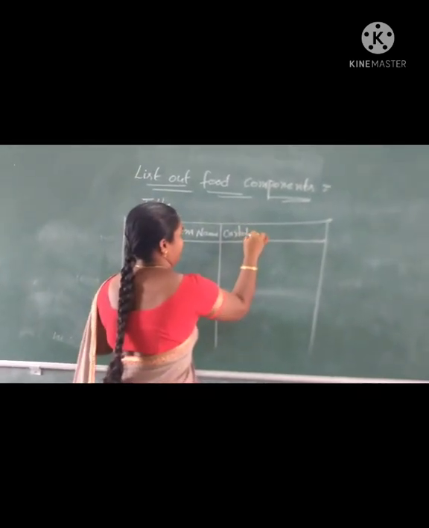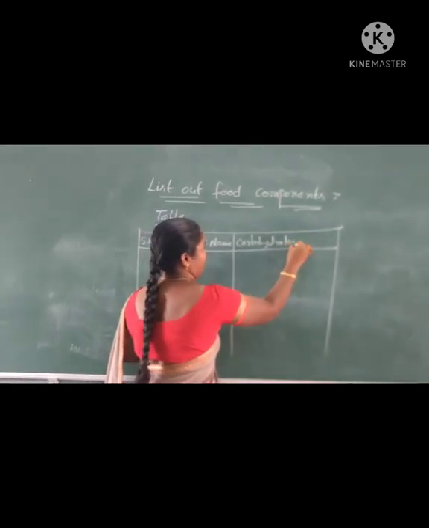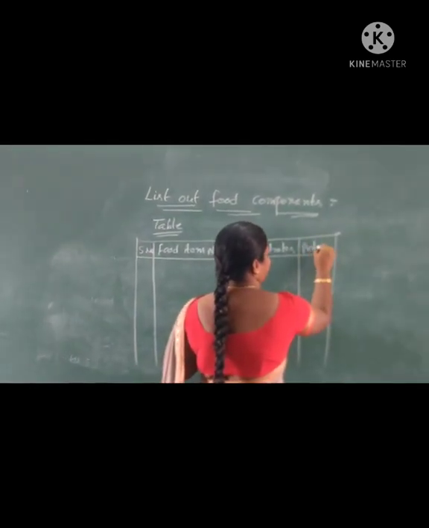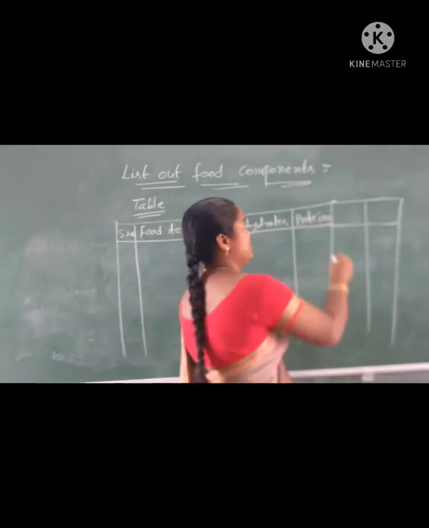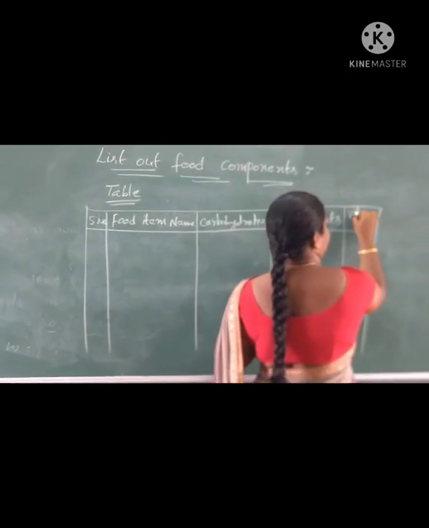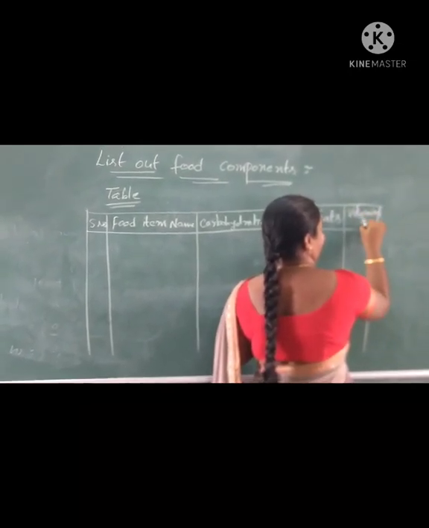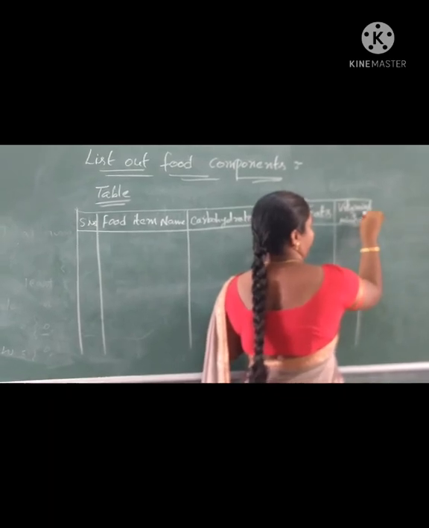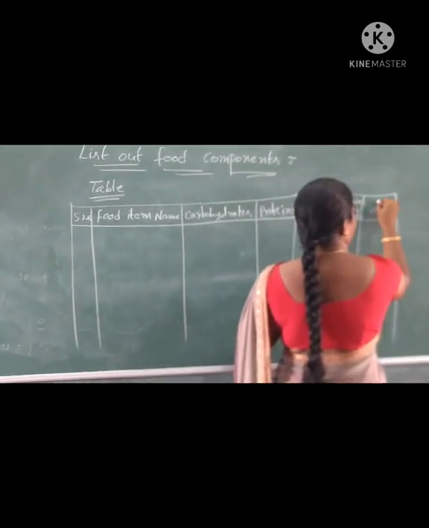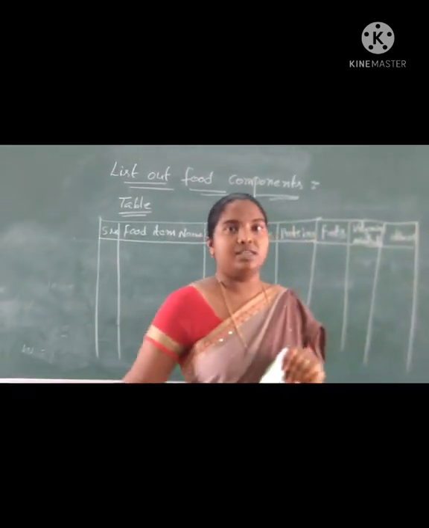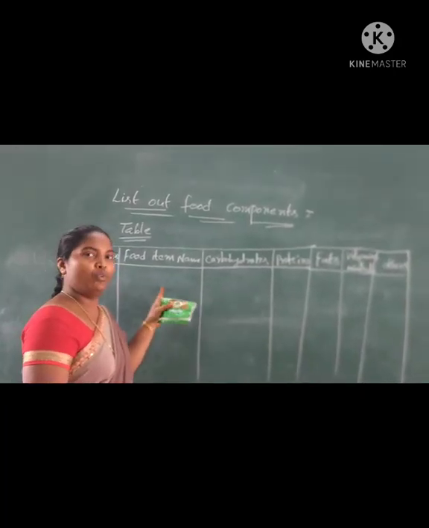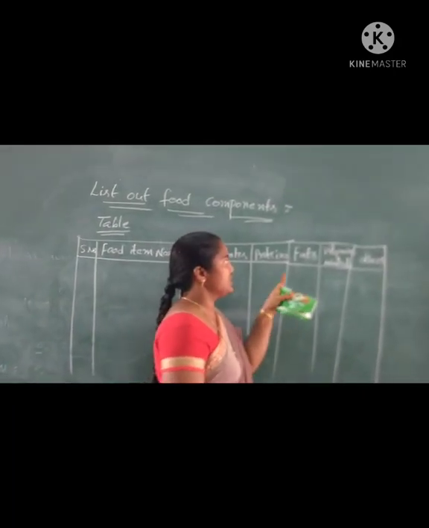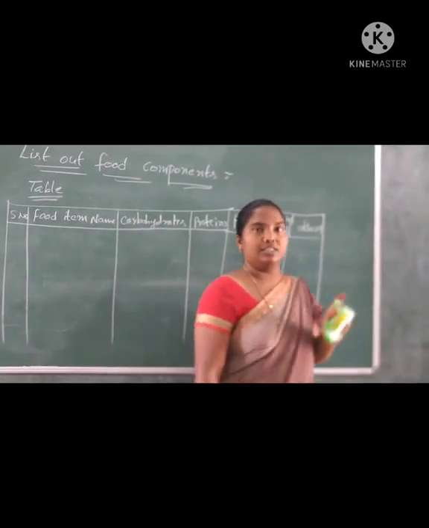Carbohydrates, proteins, fats, vitamins and minerals and others. List out in your table form: serial number, food item name, carbohydrates, proteins, fats, vitamins and minerals, and others.